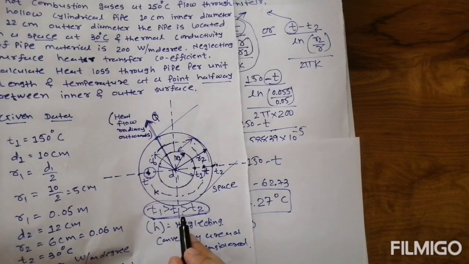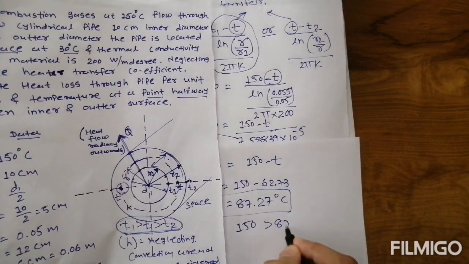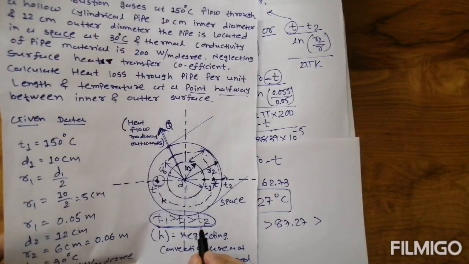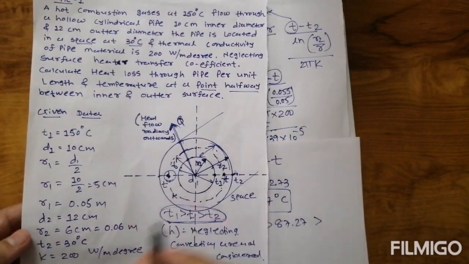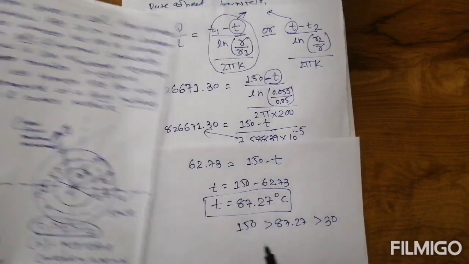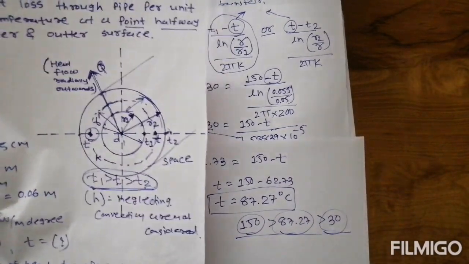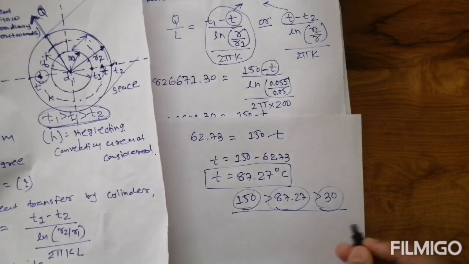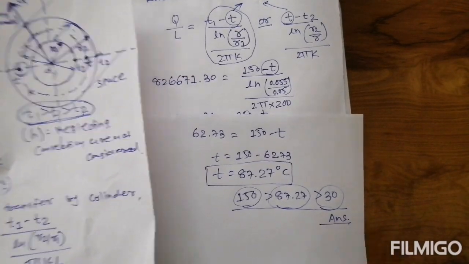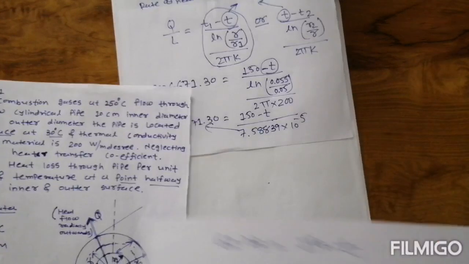Then what will be our answer of T? T is 87.27. And what will be our answer of T2? T2 is already given, 30. So you can see here, the maximum is T1, then T, and then T2. So our answer is right. Okay, so that is over. Now we are going to discuss another example.